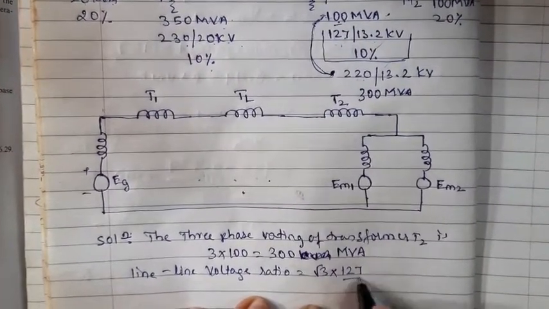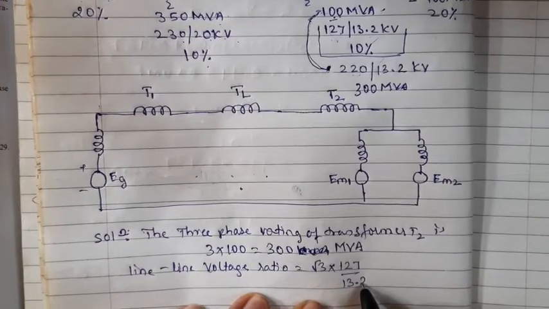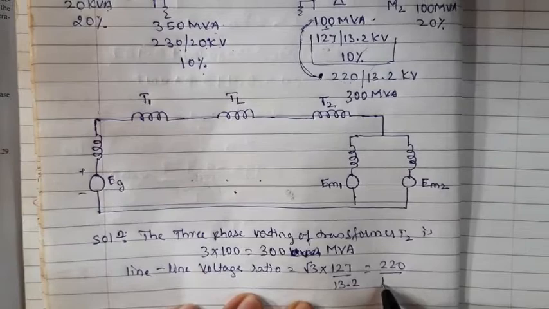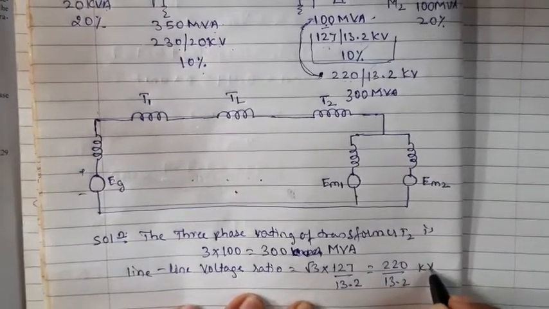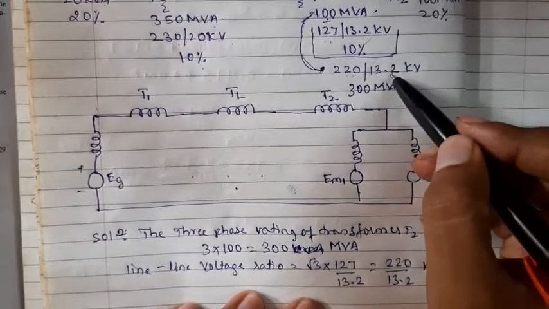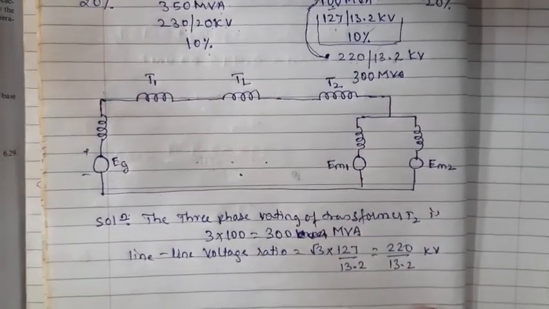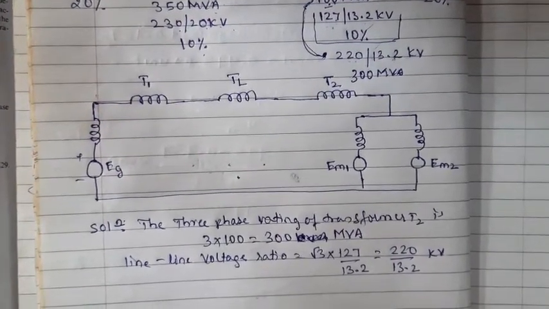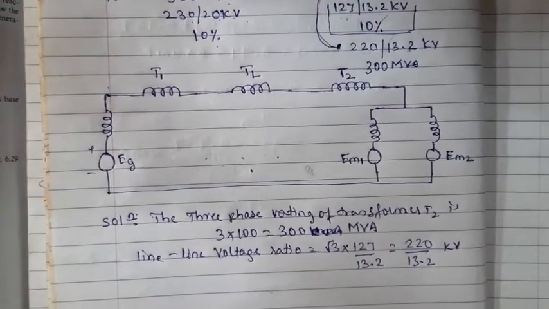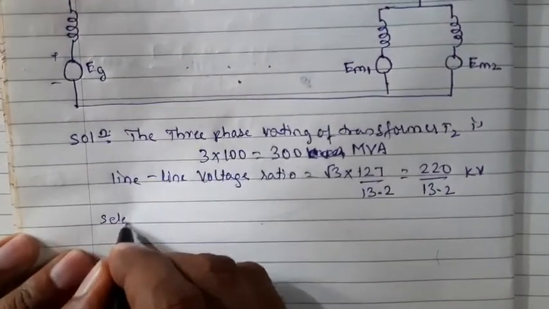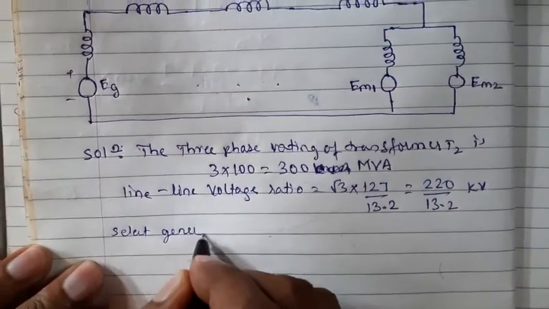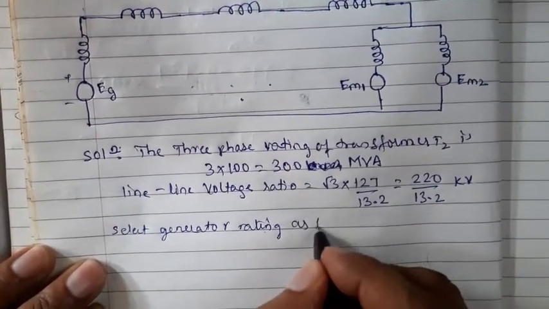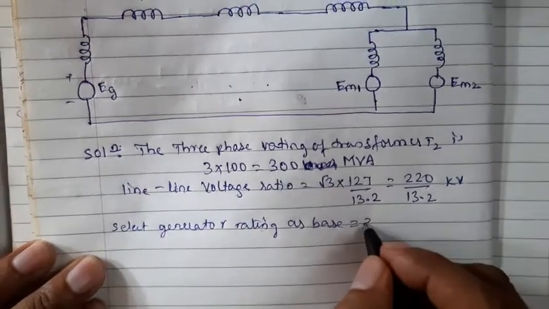127 upon 13.2, that we get as 220 divided by 13.2 kV. We can see this here. Now what they have told is to select the generator rating as the base value. So the 300 is the base value.